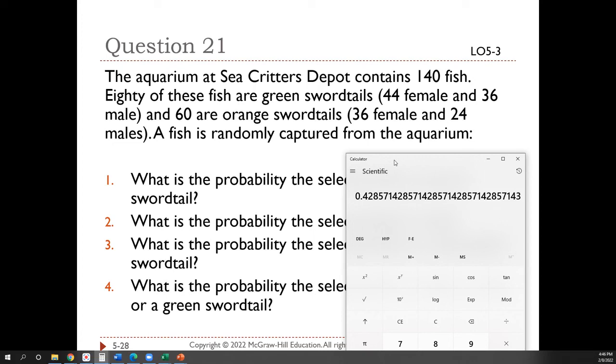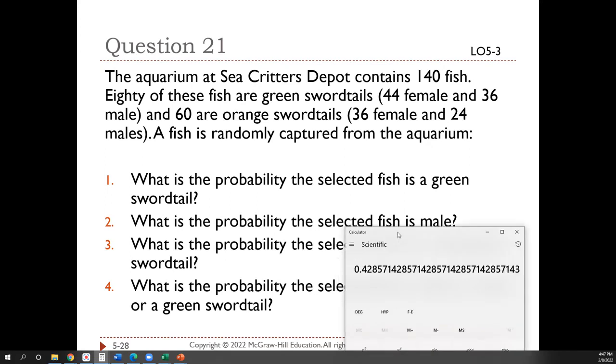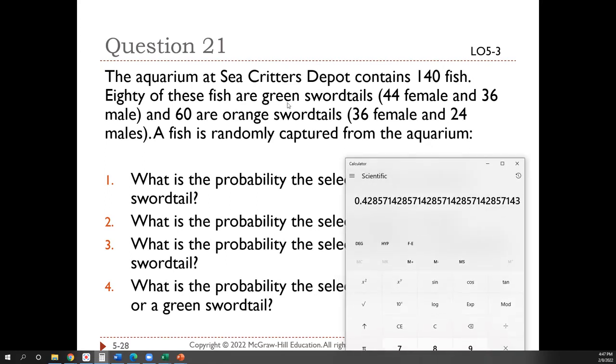So there's our first two. Easy peasy, lemon squeezy. Next, we're looking for the selected fish being a male green swordtail. Well, looking at the information for green swordtail, only 36 of those can be male. So that also gives us good info. 36 divided by 140 says that I have a chance of about 26%, a probability of 26%, that I can pull a green male.